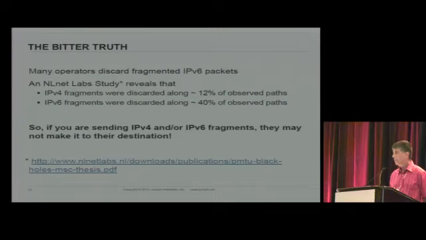For IPv6, the number was much more shocking. 40% of paths would not pass IPv6 fragments. So, my friends, if you're sending IPv6 fragments today, I wouldn't bet your house that they're getting all the way from end to end. Thanks to the folks who did this study, there's a reference to their paper at the bottom.